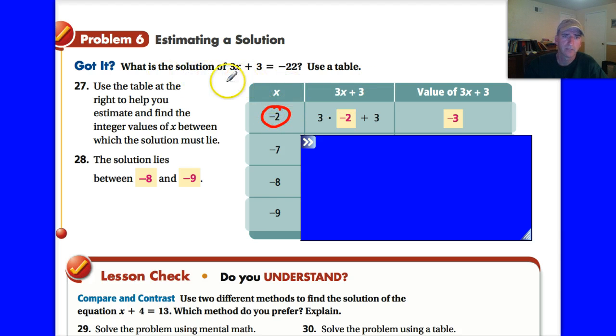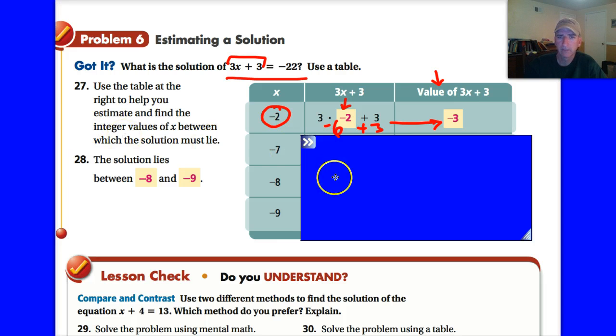All right, so if it says, what is the solution of this equation, use a table. This one, they just show you how you can use a table to show the solution lies between two values. Again, just take it for what it's worth at this point. They give you some values for x here. If x is negative 2, you got 3 times negative 2 plus 3. What's the value of 3x plus 3, which was the original equation? Well, that's negative 6. Negative 6 plus 3, it's negative 3.